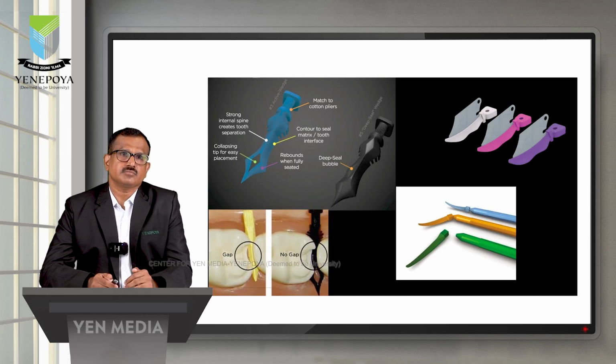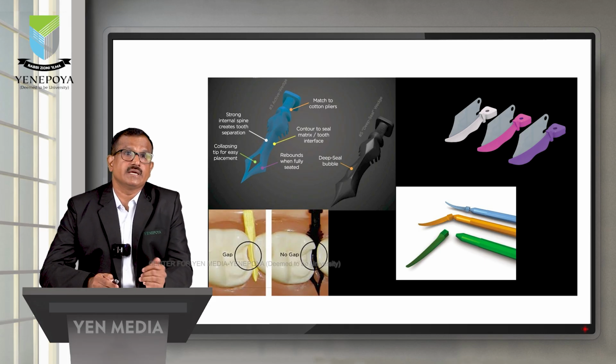These are the advantages of the wedges which we use: a strong internal spine creates tooth separation, and a collapsing tip allows easy placement. You can see how nicely there is a comparison of the conventional wedge and this modern wedge, no gap at all. And those are fender wedges which are available.